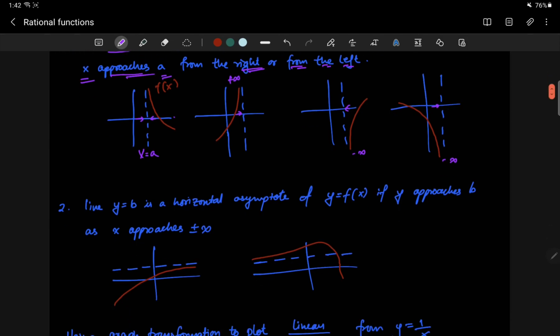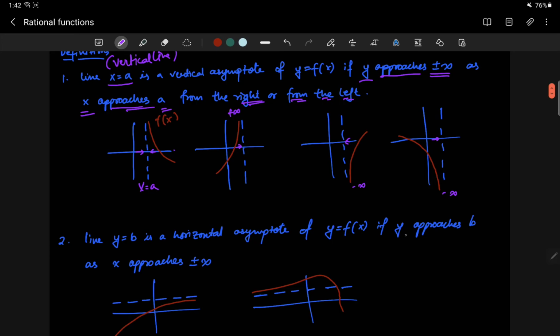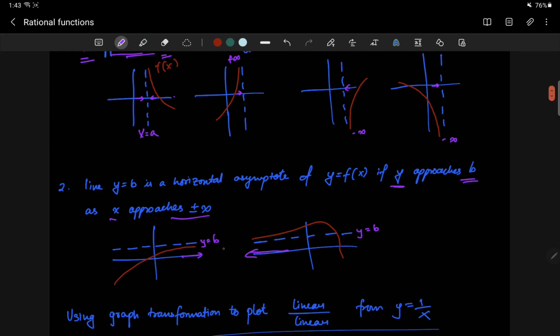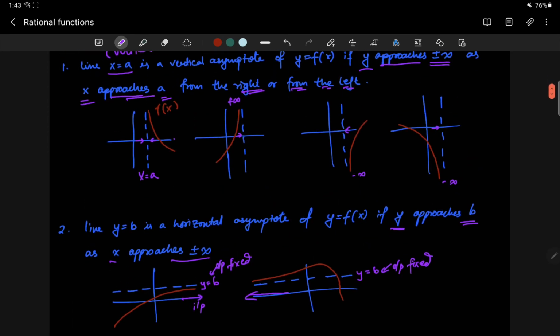And the same goes with horizontal, the only difference being now y approaches some fixed value, right? Because now you want this to be the y value. So this is y equals b, as x approaches plus or minus infinity. So you're saying that no matter how negative I make the input, the output is always getting fixed at b. Or no matter how positive I'm making the input, the output is fixed. Okay, so those are the two definitions.